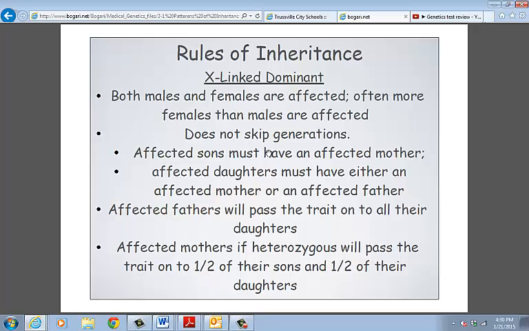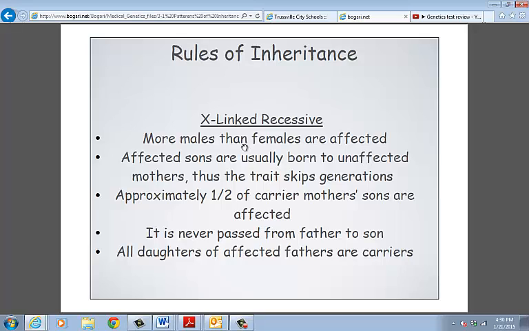Now, if it's X-linked dominant, you can see both males and females are affected, but often more females than males are affected. And it does not skip generations. X-linked recessive: if we look at this picture here, more males than females are affected.